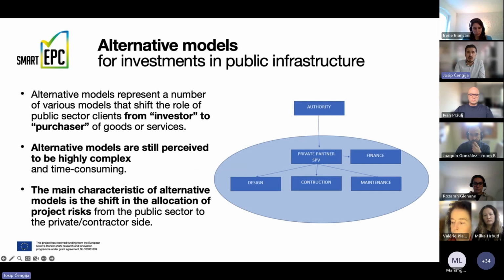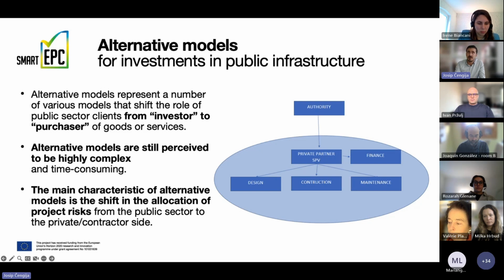As opposed to traditional models, alternative procurement models represent a number of different kinds of models that all have the same specifics, and that are trying to shift the role of the public sector client, or a client in general, from the role of investor to the role of purchaser of goods and services. Now, this seems quite simple when we say this, but of course it implies a lot of changes to the project realization, to the project management, and of course a lot of changes to the allocation of the risks in the projects.